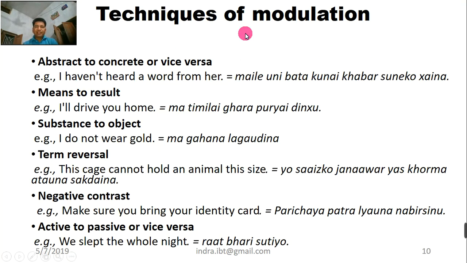So techniques of modulation. There are various techniques of modulation used by translators. So first one is abstract to concrete or vice versa. For example, "I haven't heard a word from her" can be translated as "मैले उनीबाट कुनै खबर सुनेको छैन." Word is used for abstract meaning, which has been translated into खबर as more concrete meaning.